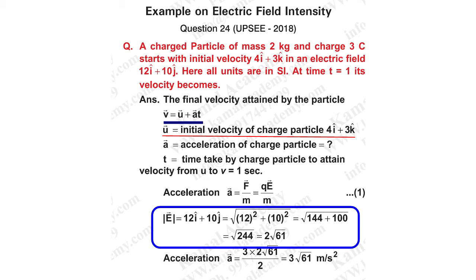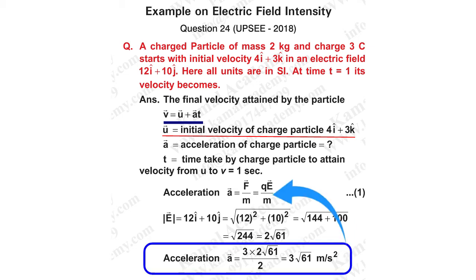So substituting the value of electric field, we get acceleration a is equal to 3, the charge, multiplied by electric field 2 root 61 upon mass 2 kilogram. So 2 and 2 cancel, so we get acceleration as 3 root 61 meter per second square.